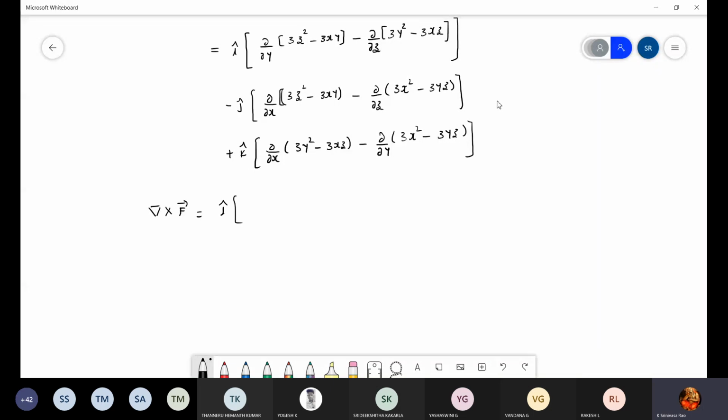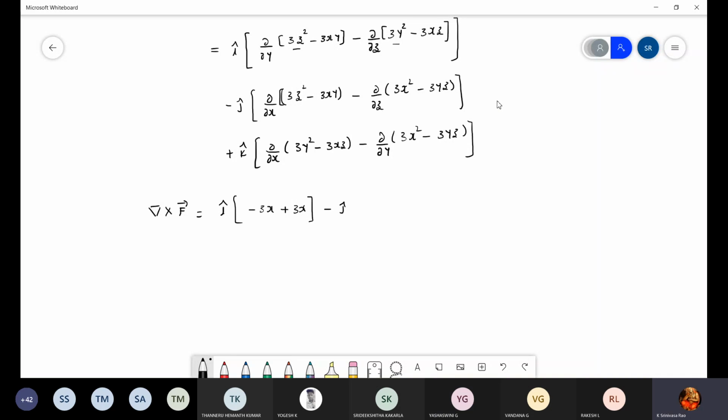Now what is the differentiation? Del by del y, so this is 0. Is it right? With respect to y, minus 3x, and here with respect to z, this is 0, here minus 3x again. So minus of minus into minus, plus 3x. Correct? Yes, sir.